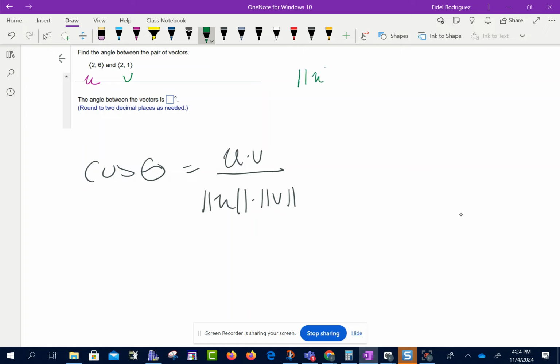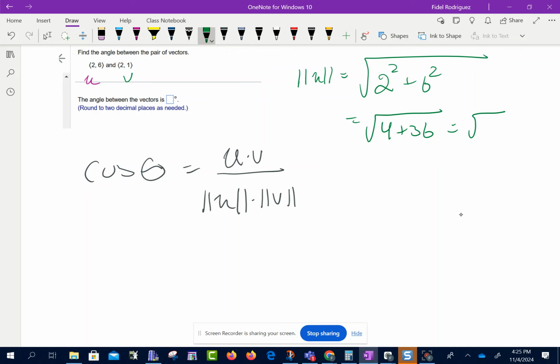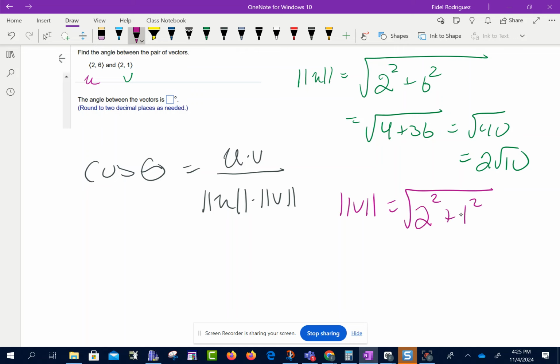So I want to find the magnitude of u. Remember how we're going to do this? We're going to take 2 squared plus 6 squared. That's going to be 4 plus 36. That's going to be the square root of 40, which is 2 square root of 10. Okay. Now I'm going to do the same thing for the vector v. I'm going to take 2 squared plus 1 squared, and that's 4 plus 1. That's the square root of 5.